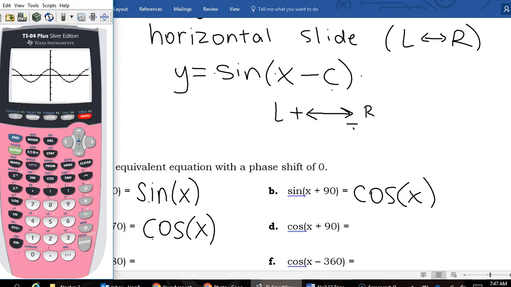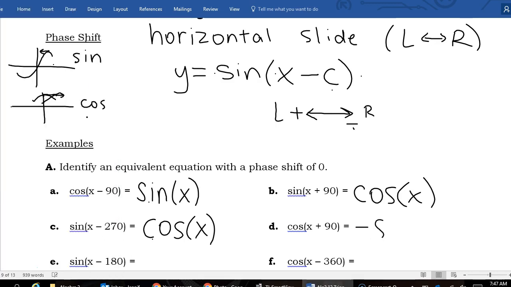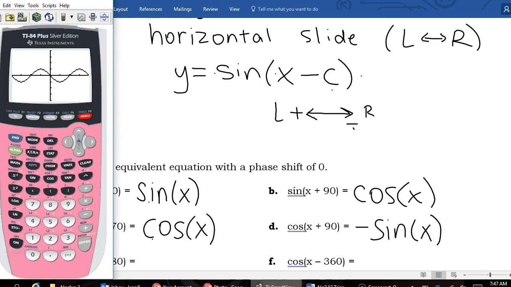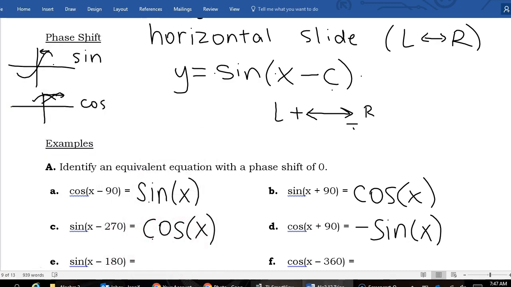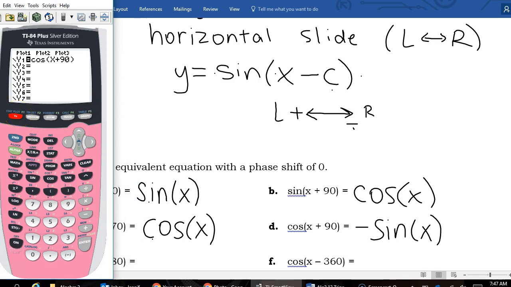Cosine of x plus 90, let's graph that and see what happens. Looks to me like a negative sine graph. It's that S shape in the middle, but it's pointing downward. And sine x minus 180. And I'll do the other one right away too. Cosine x minus 360.